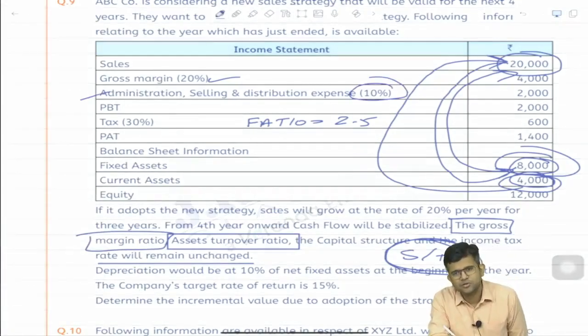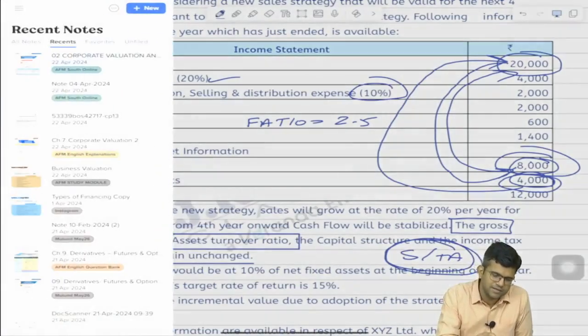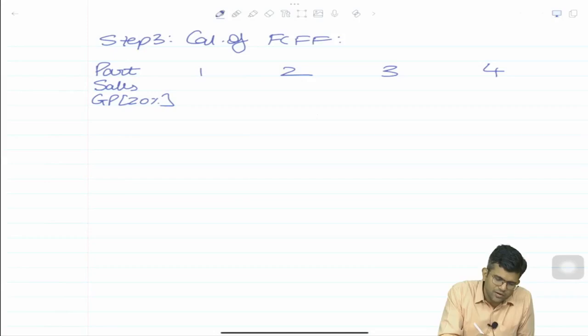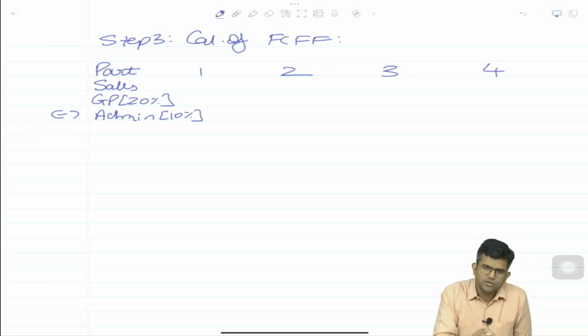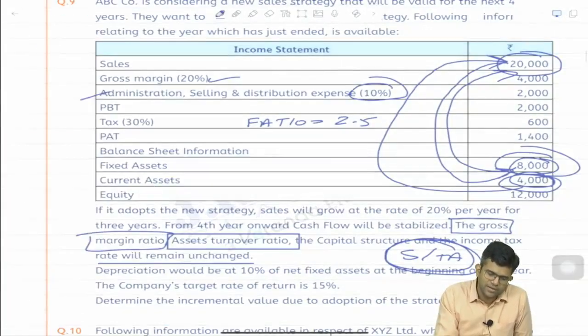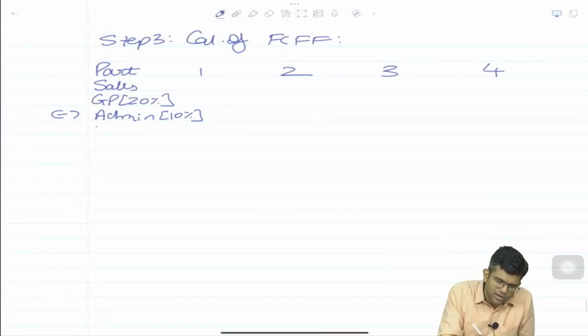Admin expense also is a ratio only. Everybody clear? It's like a variable cost. It is 10% of sales. So can I say here you will write minus admin expenses, which will be 10% of sales. So students, do you realize after doing this, you should get your EBIT.